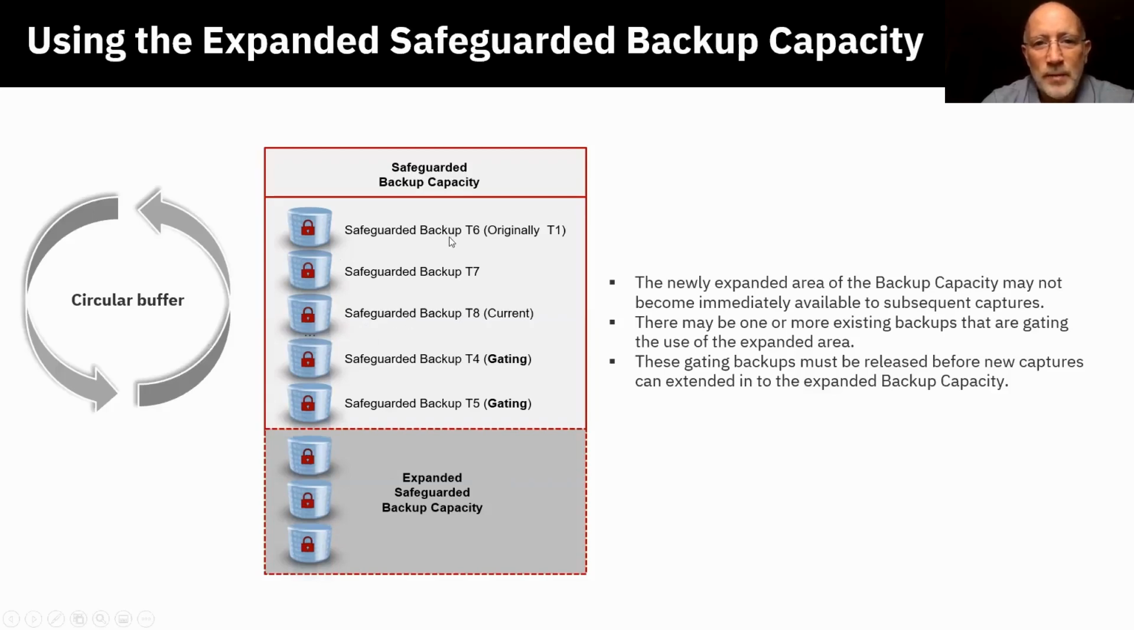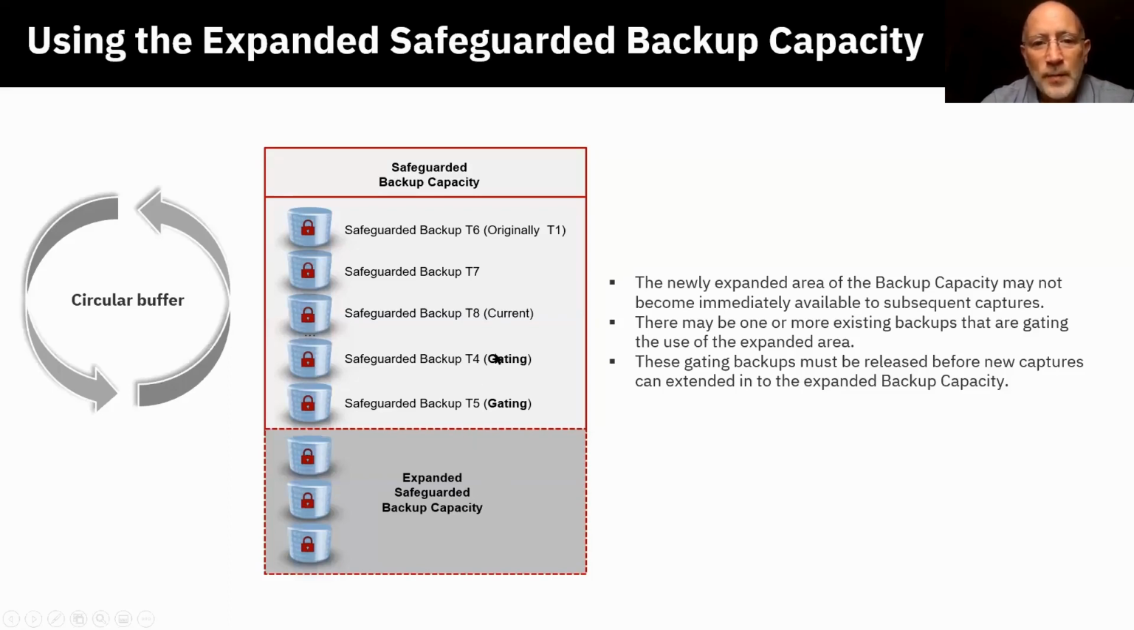So in this example, we started off with T1, T2, T3, T4, T5, and then T1 was expired, which meant we were able to release it. So therefore we created T6. T2 was then expired and released, and we were able to create T7. And then T3 was expired and released, and we were able to create T8. So once T8 is created, we now have to wait for T4 to be expired and therefore eligible for release. So until T4 and T5 are expired and released, we cannot extend into the expanded area that we dynamically created when we moved from a 2x backup volume to a 4x.